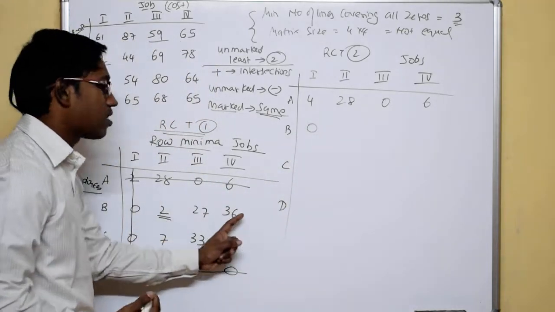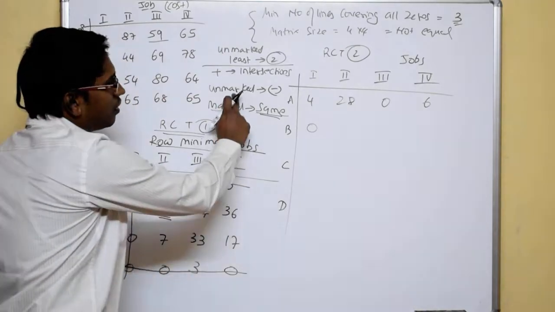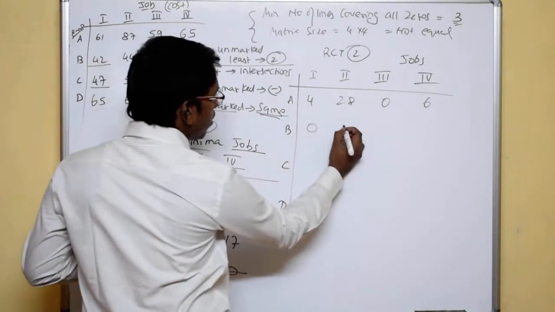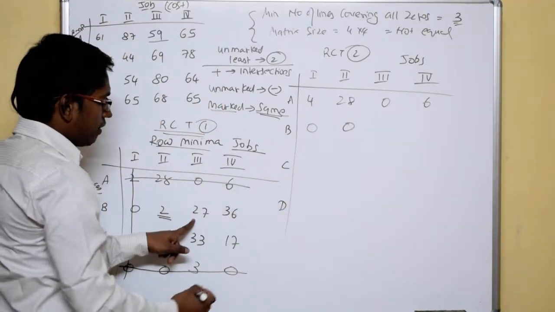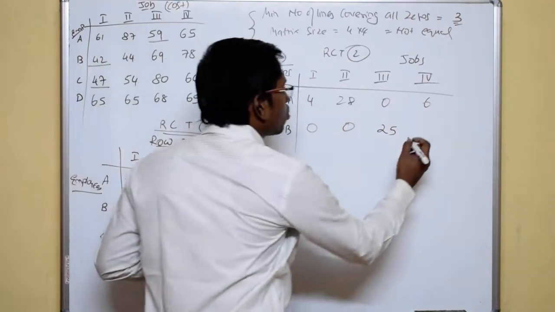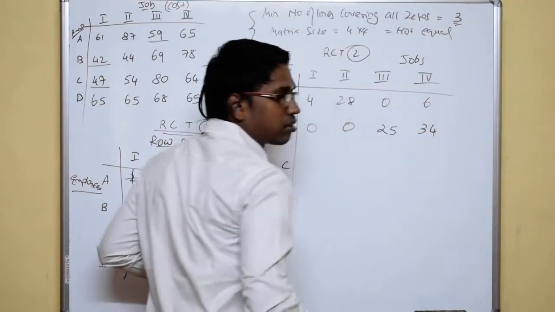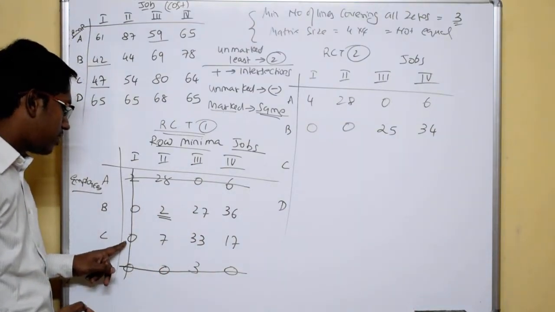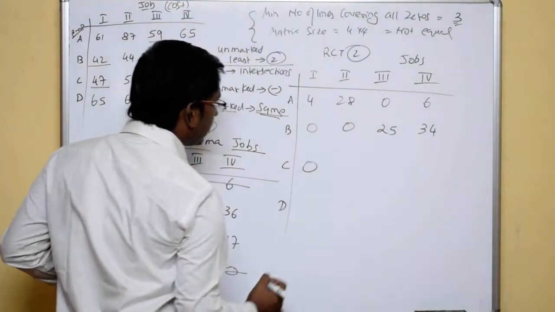These 3 numbers are unmarked. So whenever it is unmarked, we subtract. Subtract what? 2. 2 minus 2 will be 0. 27 minus 2 will be 25. 36 minus 2 will be 34. Third row, 0 is marked, remains as 0.